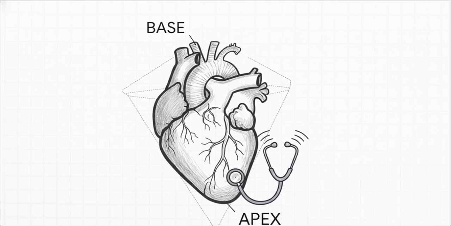And listen, this is huge for clinicals. The apex is where you're going to find that point of maximal impulse. That's where you listen for the apical pulse before giving certain cardiac meds. This is a favorite on the NCLEX.